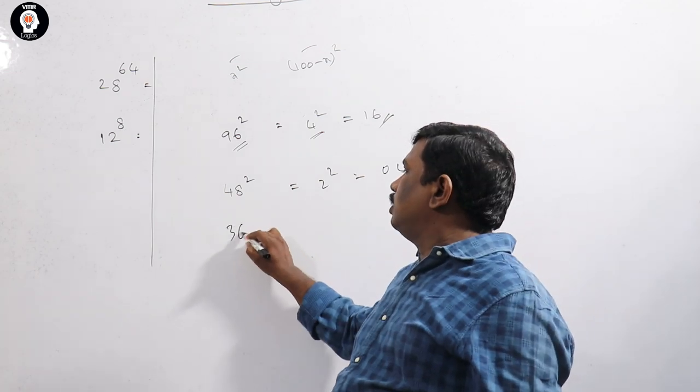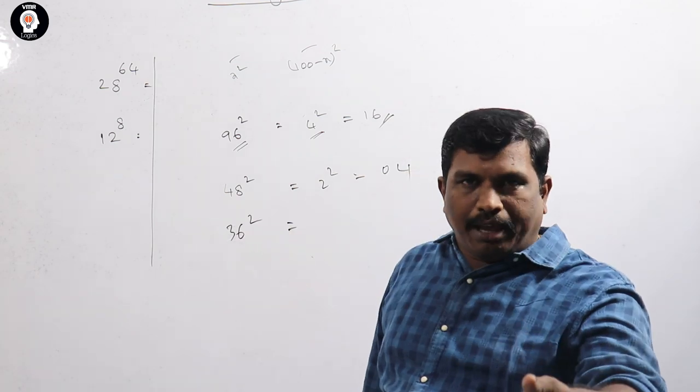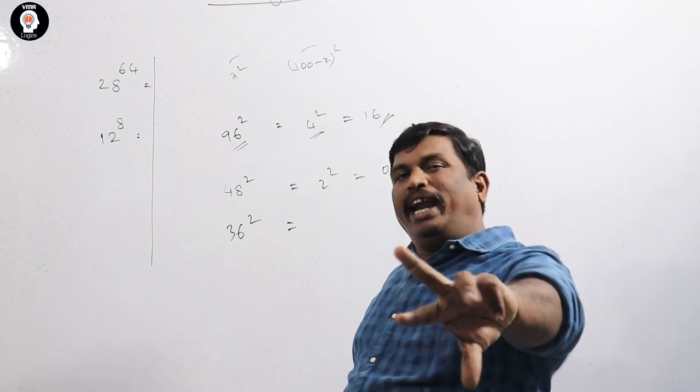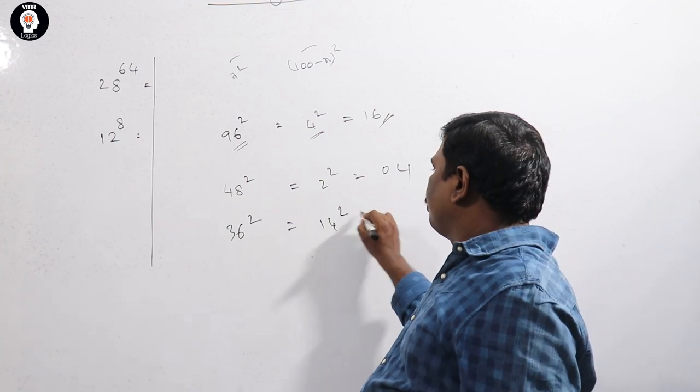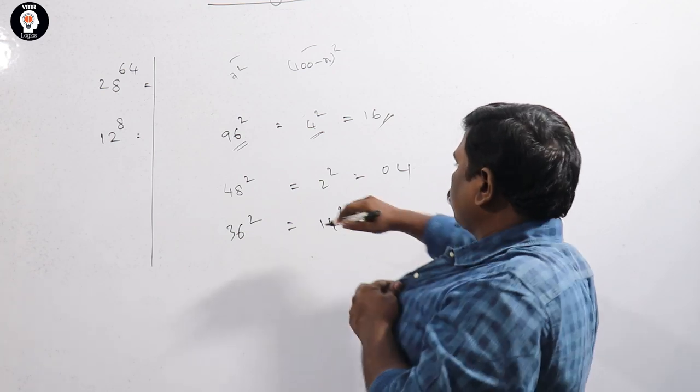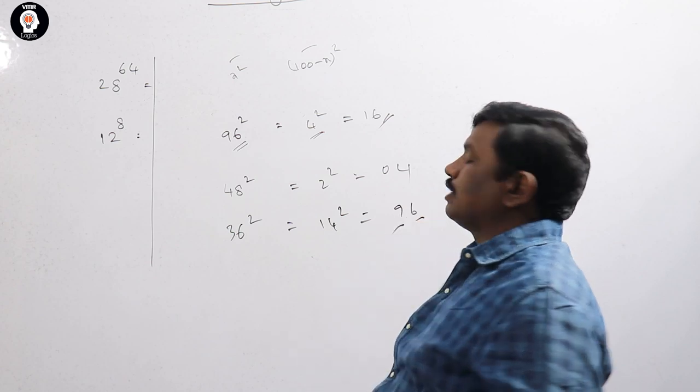For example, they have given 36 square. You can't say 36 square directly. So what do you do? You can write 36 as 50 minus 14. 14 square is nothing but 196. 96 are the last two digits.